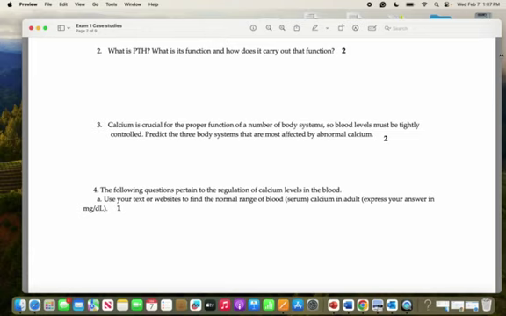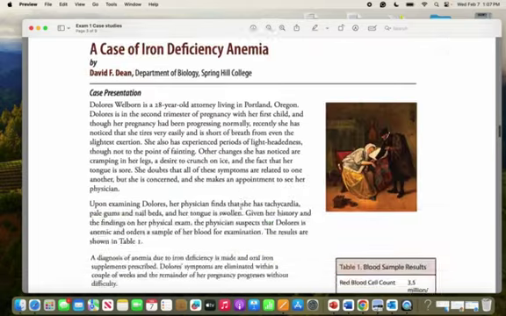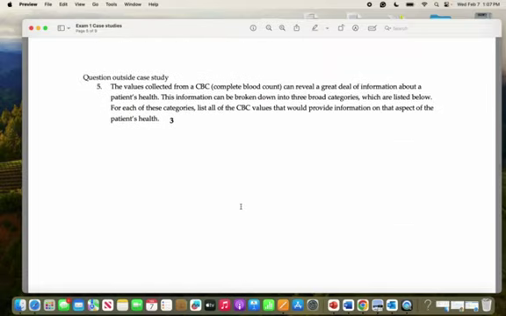This question is a little complicated, so I need to tell you a couple of things about it, then it will be easier for you. It says that the values collected from a CBC, which is a complete blood count, can reveal a great deal of information about a patient's health. This information can be broken down into 3 broad categories, which I did not give you, so I'm going to give them to you right now.